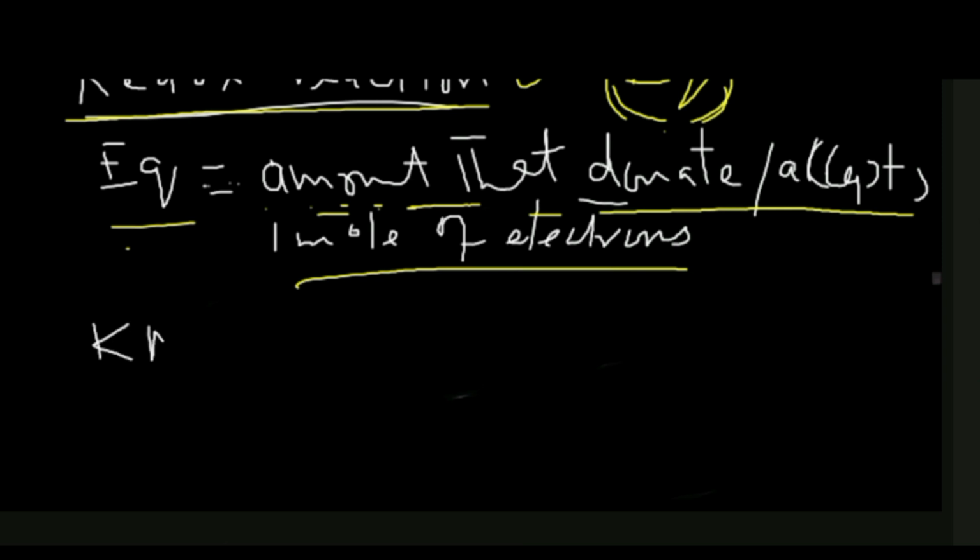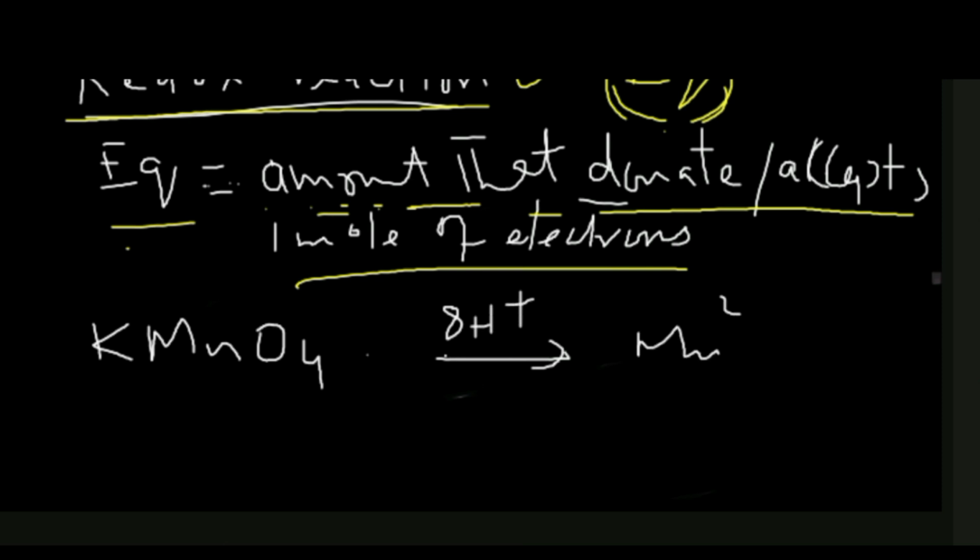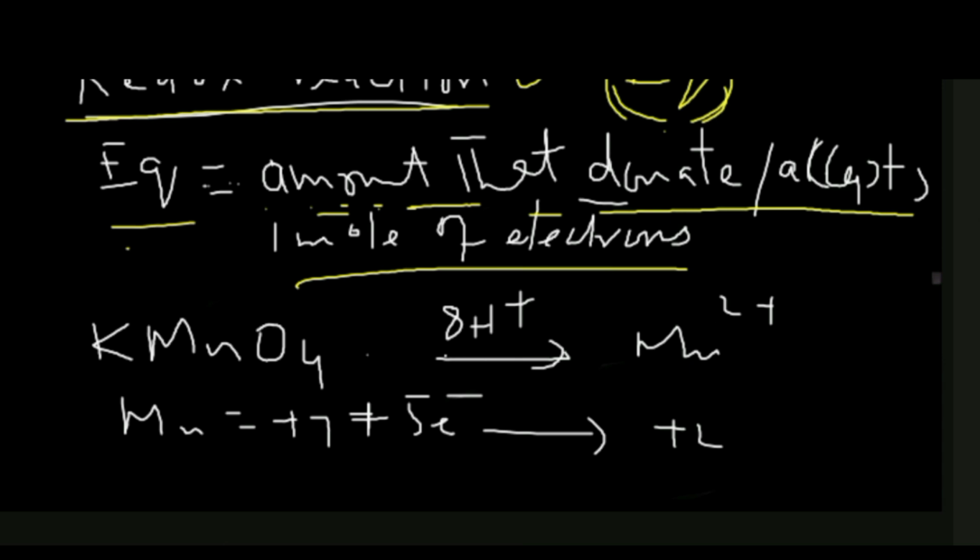For example, we have potassium permanganate. In specific conditions, in the presence of acidic media, it is converted into Mn2+, manganese plus 2. In this case the manganese is in the +7 oxidation state, and it will be converted into the +2 oxidation state by gaining 5 electrons.